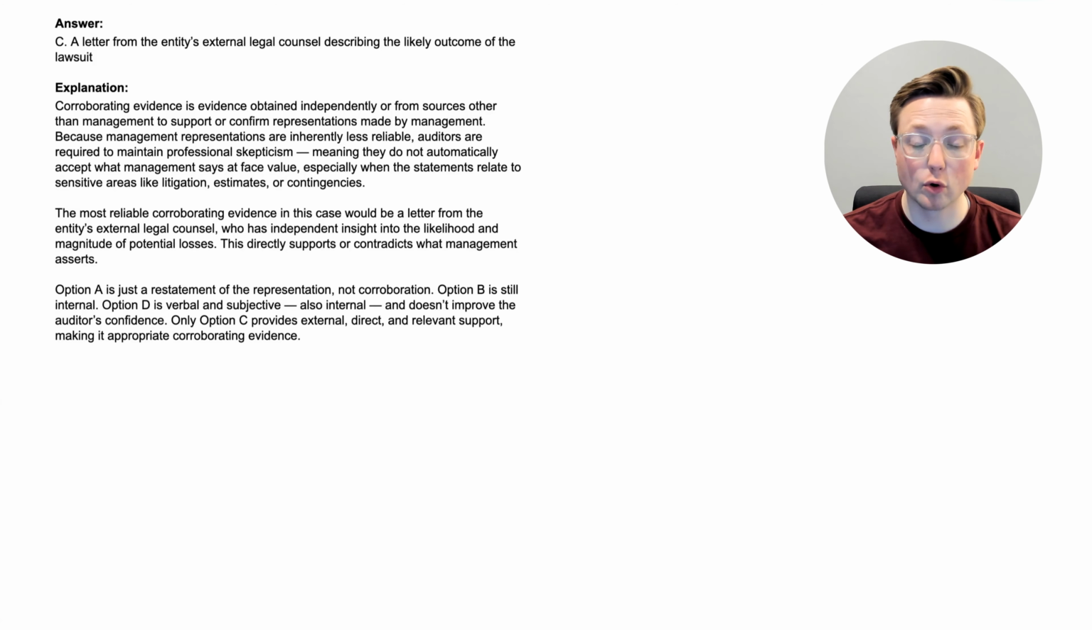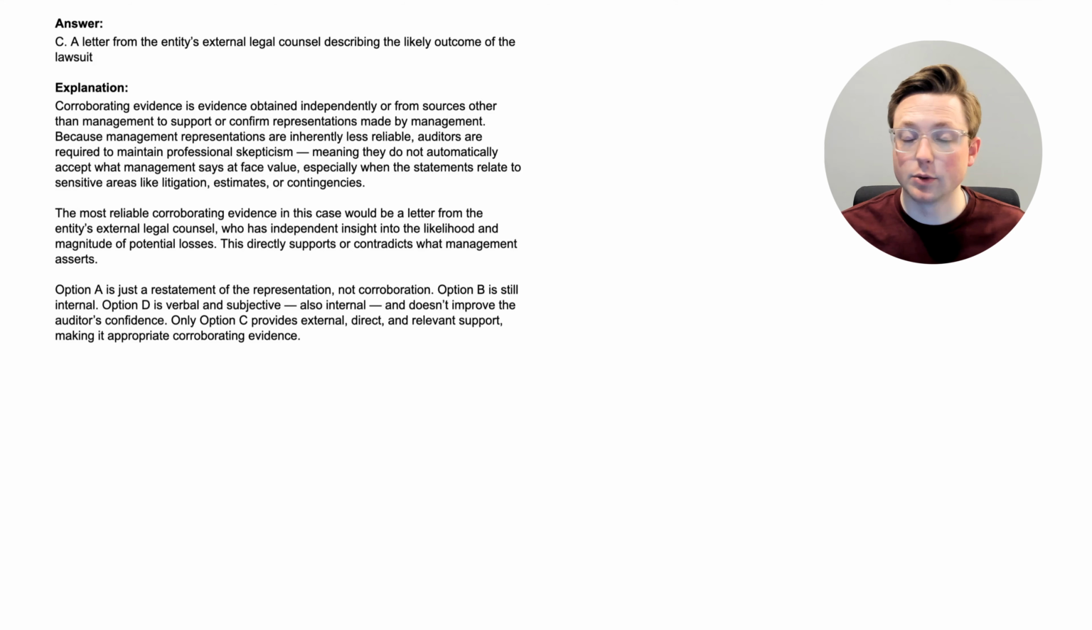The most reliable corroborating evidence in this case would be a letter from the entity's external legal counsel who has independent insight into the likelihood and magnitude of potential losses. This directly supports or contradicts what management asserts, or essentially, if management is telling the truth, it's going to support it. If they aren't really being very truthful, then it's going to contradict what they said.